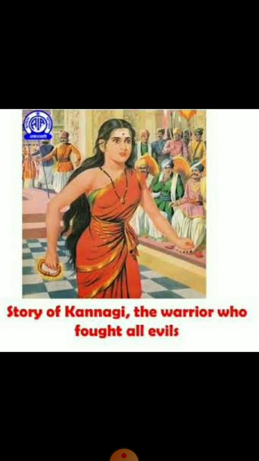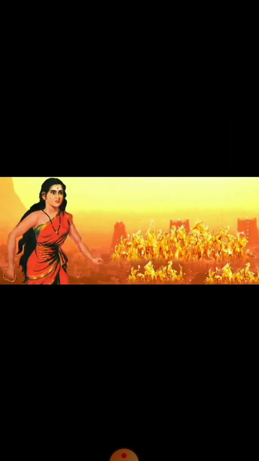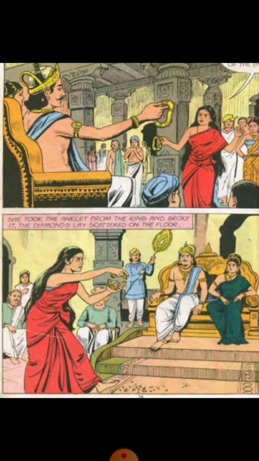The epics are stories of men, women, and their gods and goddesses. They tell us about the society of the past, the beliefs of people, as well as the problems people faced. In the Ramayana, Rama fought to free his wife from the evil king Ravana. In the Silappadikaram, Kovalan's wife Kannagi, the warrior who fought all evils, destroys the city of Madurai because her husband was framed and unjustly killed by the king.